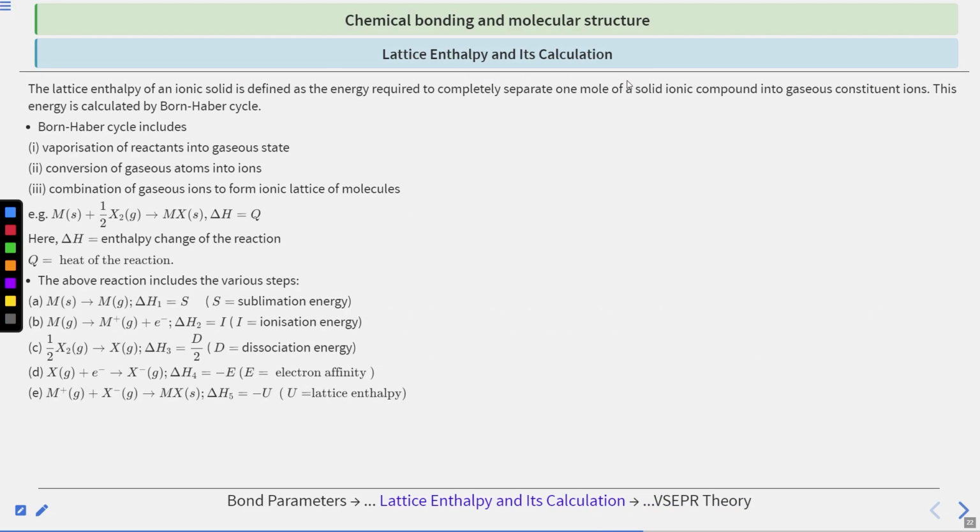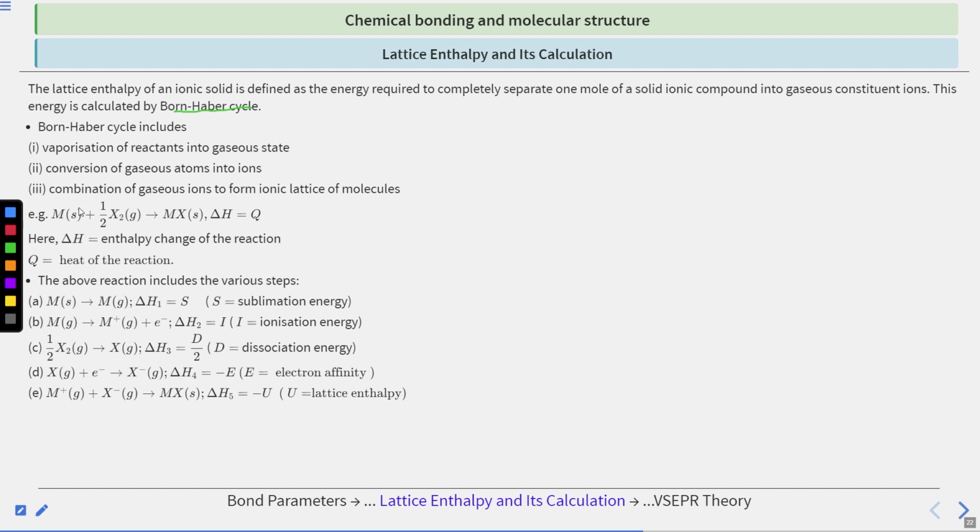Lattice enthalpy and its calculation. The lattice enthalpy of an ionic solid is defined as the energy required to completely separate 1 mole of a solid ionic compound into its gaseous constituent ions. This energy is calculated by the Born-Haber cycle. The Born-Haber cycle includes the vaporization of reactants into the gaseous state, conversion of gaseous atoms into ions, and combination of gaseous ions to form the ionic lattice of the molecules.